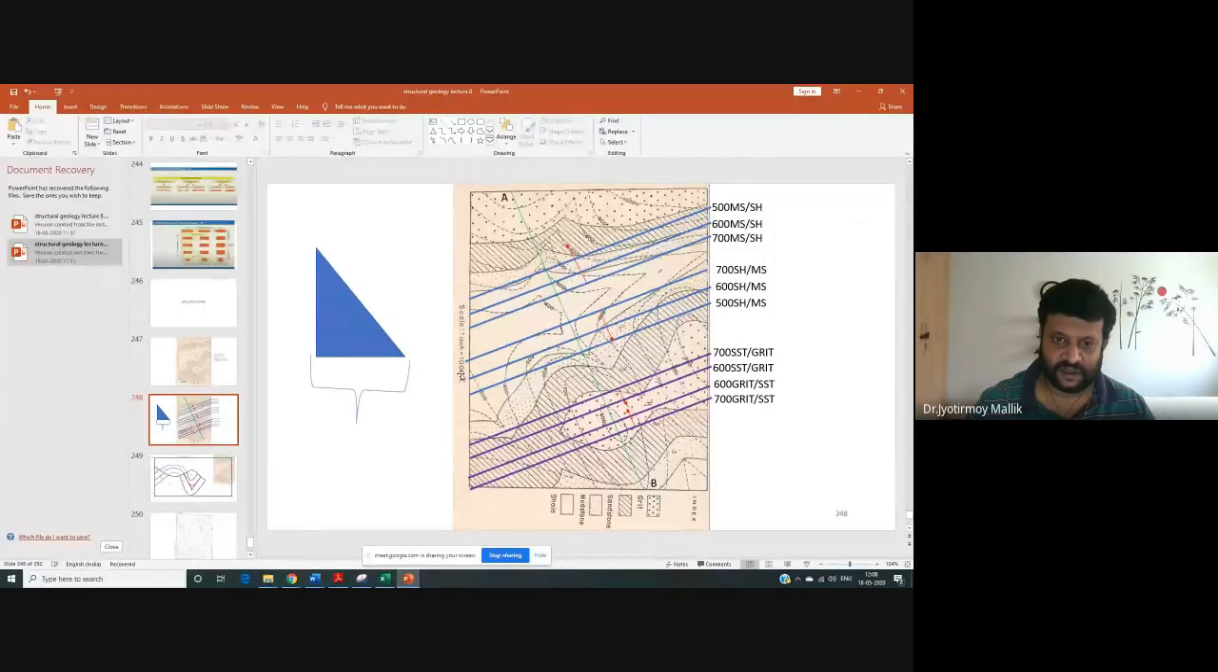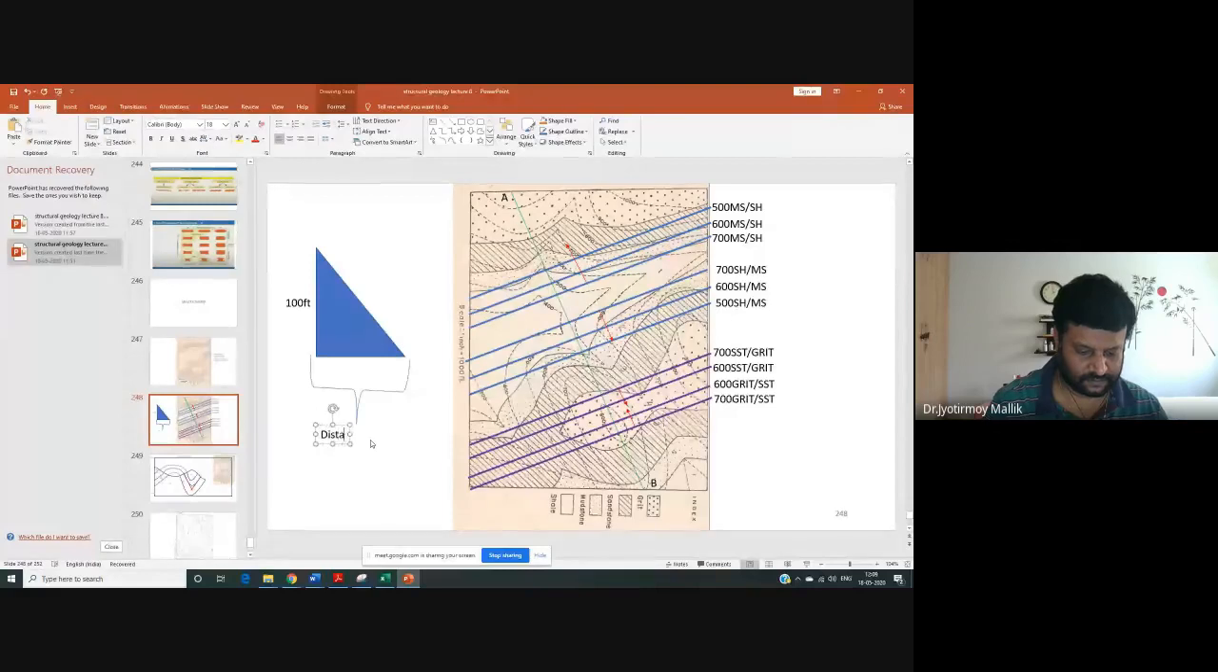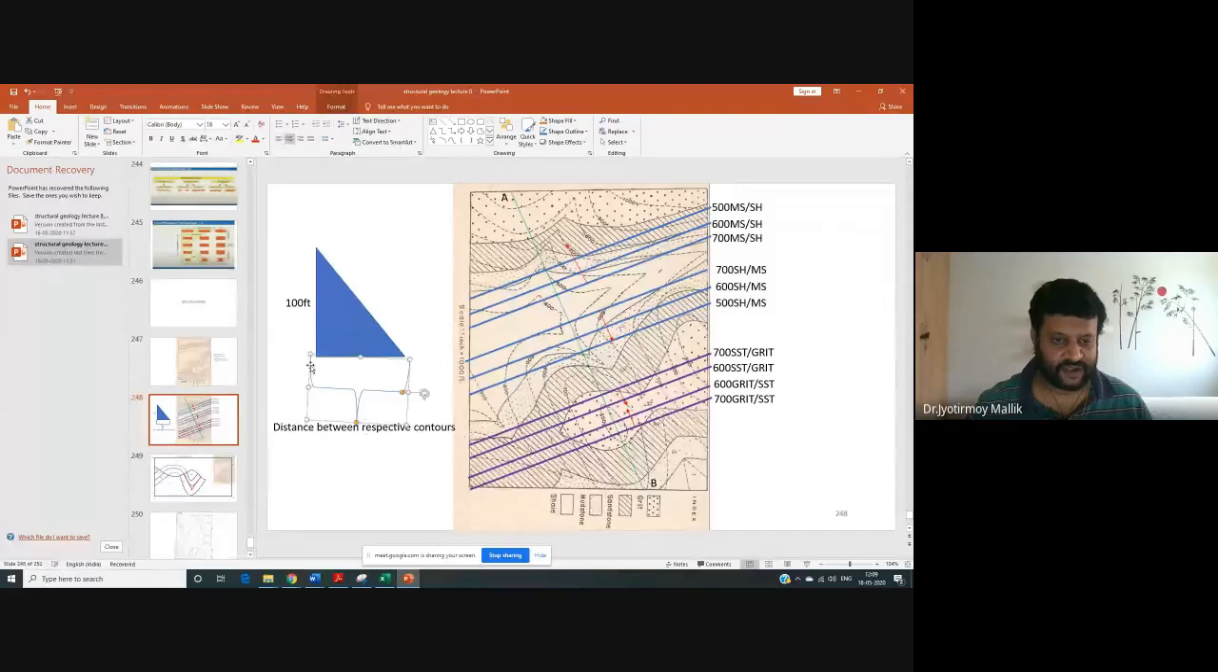So this distance you measure in the scale of the map, and then the vertical distance as given by the contour values. So if you are doing it between 600 and 700, this will be around 100 feet divided by the base, which will be the distance between the respective contours, and that is measured in the scale of the map, right? And you can calculate the dip, like you have done before in the lab class. So there will be a dip. I am not calculating it for you. You can calculate it by yourself.